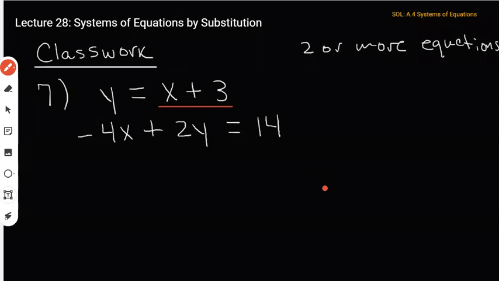Now, it's important to understand that y is equal to x plus 3. What that means is y and x plus 3 are the same thing. So wherever you see a y in the bottom equation, we're going to replace that with an x plus 3. Kind of like that. So go ahead and draw an arrow from your line to your y on the bottom.